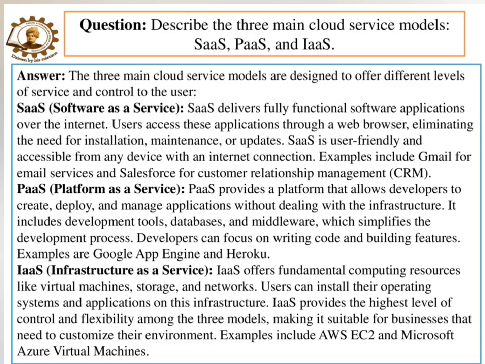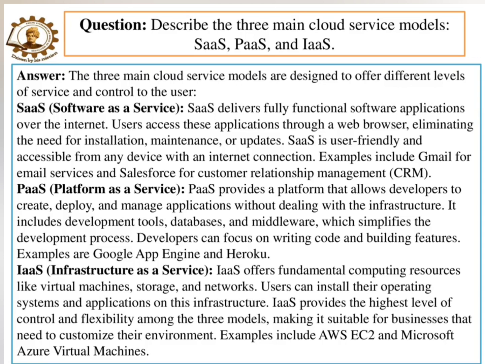Cloud computing services fall into 5 broad categories: software as a service, platform as a service, infrastructure as a service, anything/everything as a service, and the last one, function as a service. We will focus on 3 main types, that is software as a service, platform as a service, and infrastructure as a service.